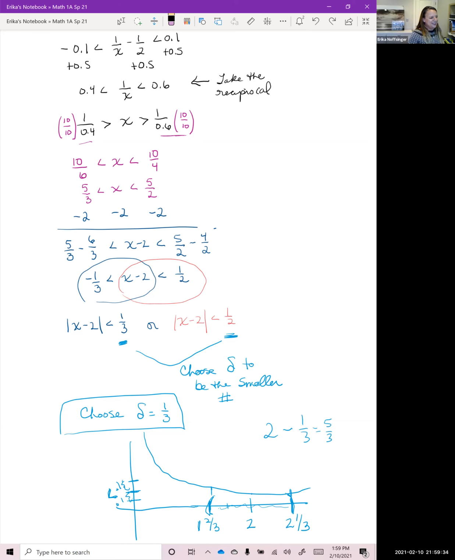Can we just take the reciprocal of everything? I think we might have to be careful if it's negative and it's an inequality, but that's a good question. Just pause for a sec.